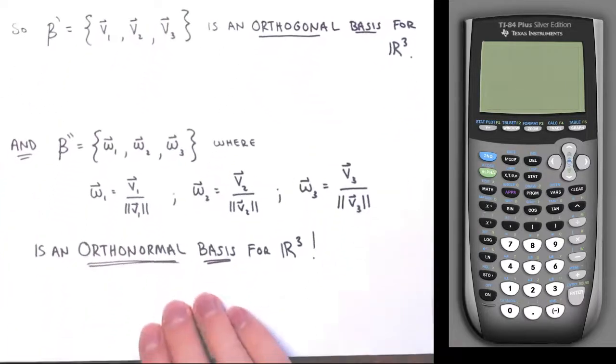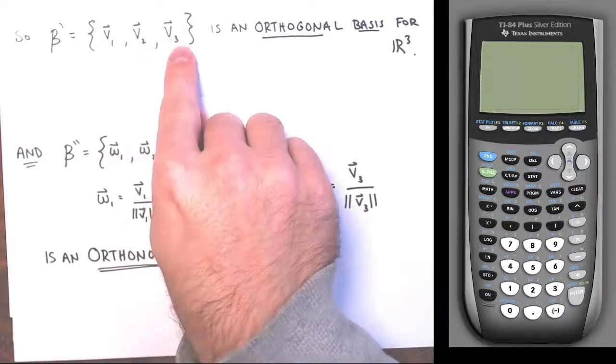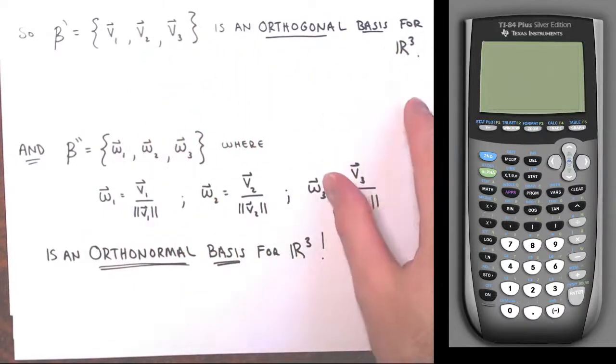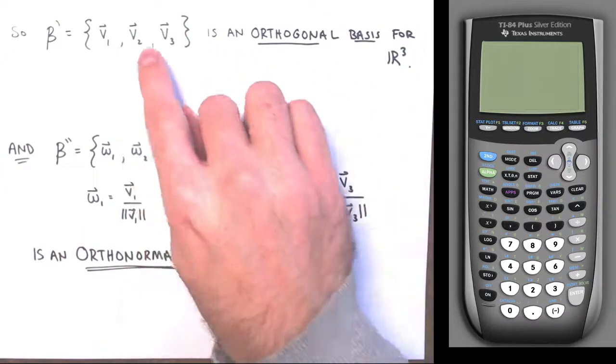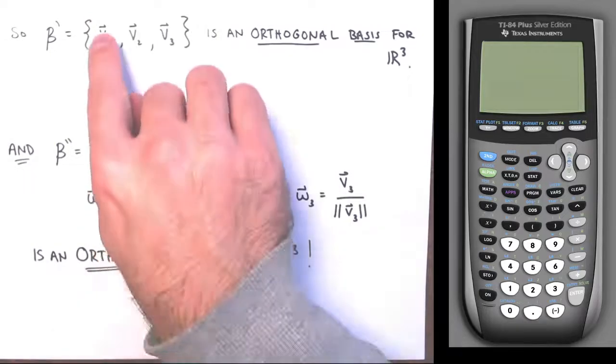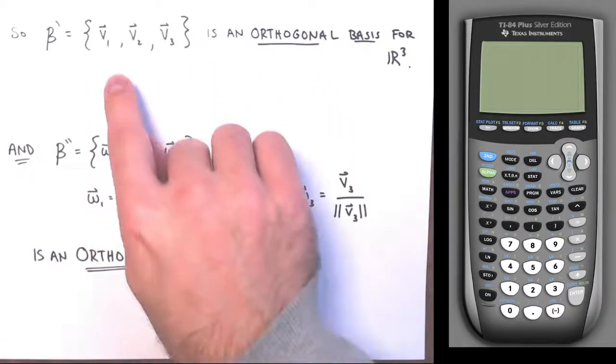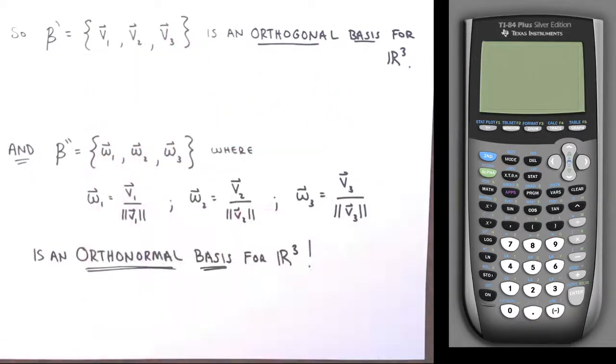All right, so this B prime equals V1, V2, V3 is an orthogonal basis for R3. And then I want an orthonormal basis. I just simply normalize these, right? Take whatever V1, V2, and V3 are and divide them by their norms, and we get W1, W2, W3. We get these three vectors that form an orthonormal basis for R3, all unit vectors that are orthogonal.